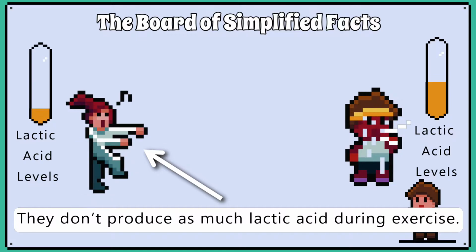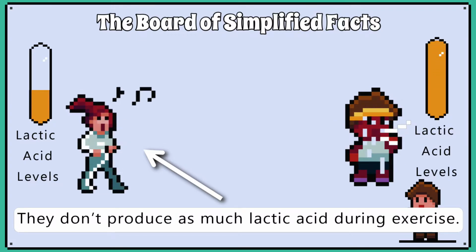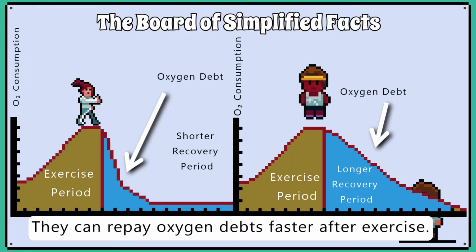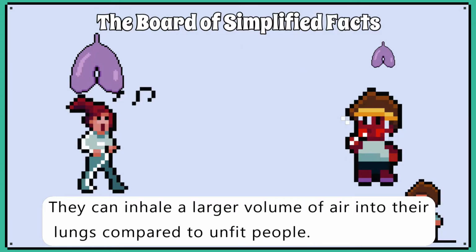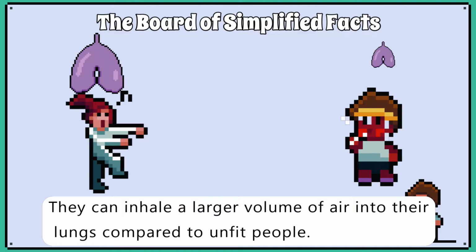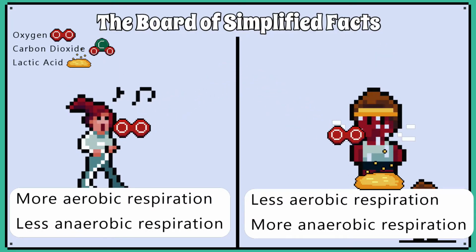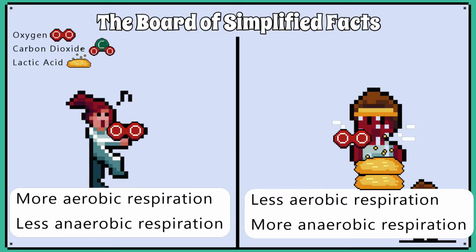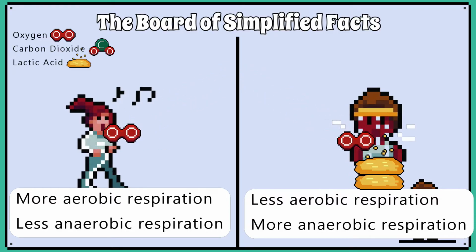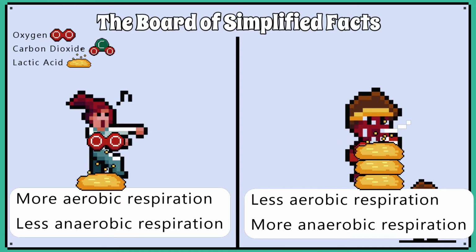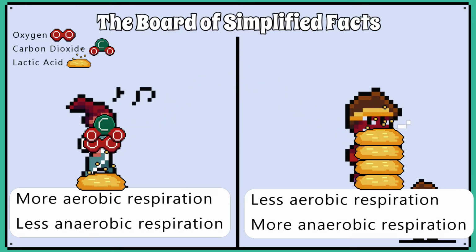They don't produce as much lactic acid during exercise. They can repay oxygen debts faster after exercise. They can inhale a larger volume of air into their lungs compared to unfit people. They are more efficient at utilizing oxygen, so they rely less on anaerobic respiration. This can show up as more carbon dioxide being produced because they are aerobically respiring more.